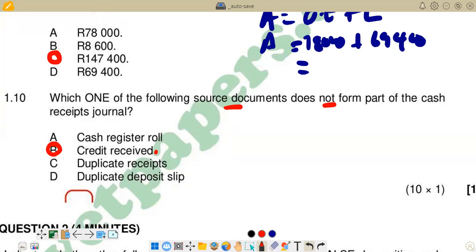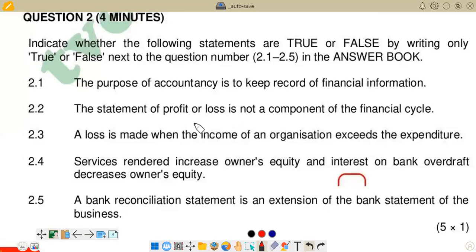Then we can as well go to look at question 2 now, and see what we have in terms of question 2. On question 2, it requires us to spend about 4 minutes, and we are seeing that we have got 5 questions there. The question reads, indicate whether the following statements are true or false by writing only true or false next to the question number, that is 2.1 to 2.5 in the answer book. So this is what we have on the first part.